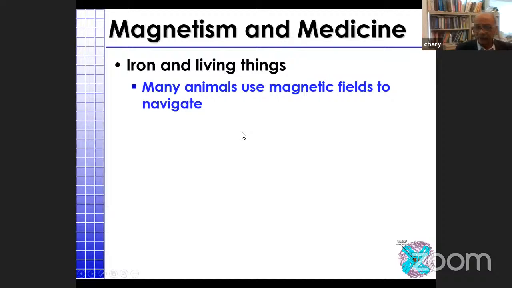We all know that iron is very important for living things, and many animals use magnetic fields to navigate. This is really curious. If you look at the whales from the Australian Ocean, they travel about 3,000 miles to a place in the California area, stay there for about 2 months, and get back to Australia without using a GPS. They don't have a cell phone, they have nothing. How do these animals do it? How do they remember where they come from? What exactly guides them? What are the navigational tools these animals use?